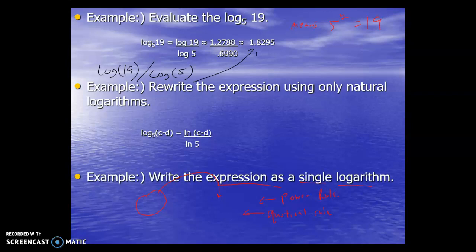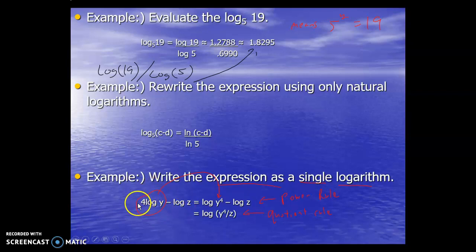This one says write the expression as a single logarithm. So what we're going to do here is combine. This is no longer using the change of base formula; it's a completely different example. We're actually going backwards. Instead of taking a logarithmic function and expanding it out, we're taking one that's already expanded and condensing it as a single log.